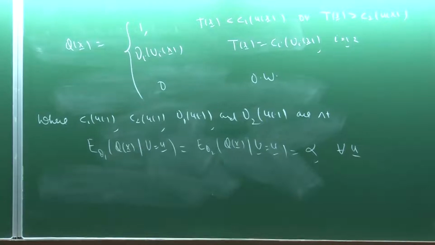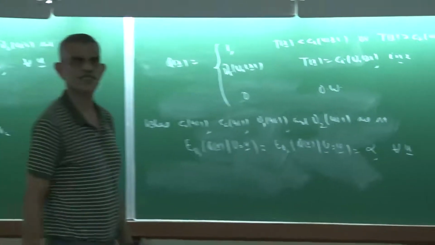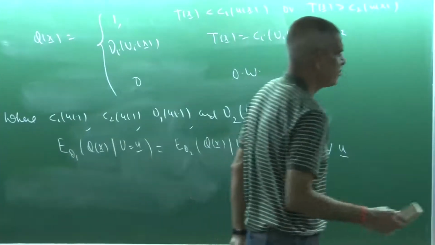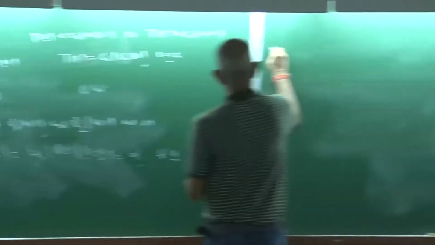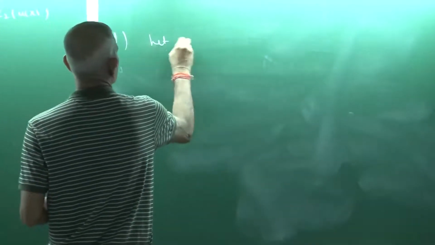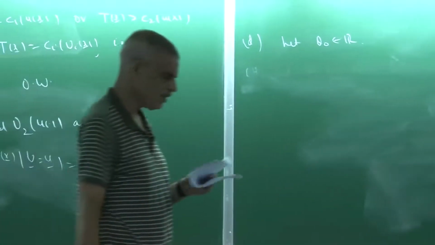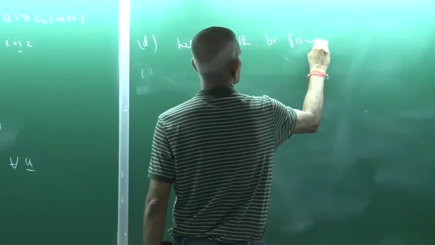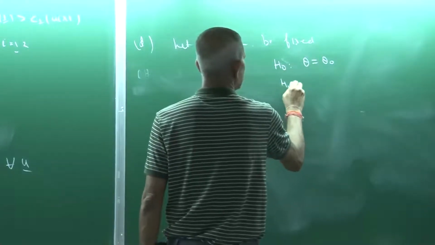Now the remaining case is when I have to test theta equal to theta naught against theta not equal to theta naught. Even in such situations, a UMPU alpha test exists, at least in exponential families having nuisance parameters. So this is the last part. Let theta naught be a fixed real number. What you need to consider is theta equal to theta naught against theta not equal to theta naught.